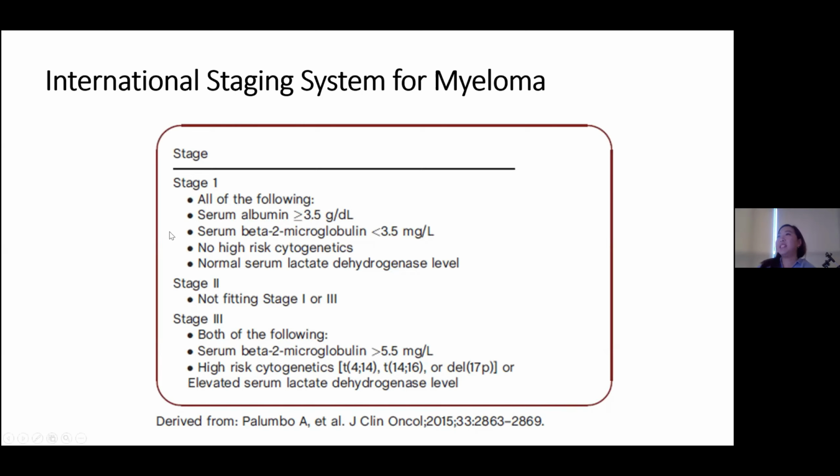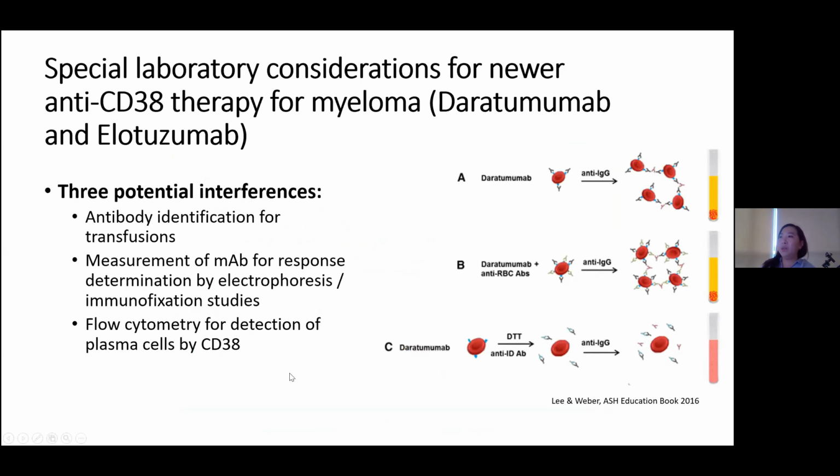And the clinicians might order albumin and serum beta-2 microglobulin, and that's usually useful for prognostication of myeloma as per this international staging system. And the cytogenetics in myeloma are also useful for prognostication, because some cytogenetics are associated with higher risk than others.